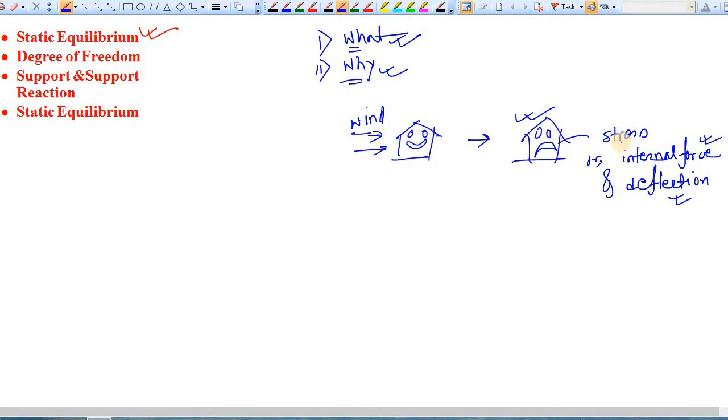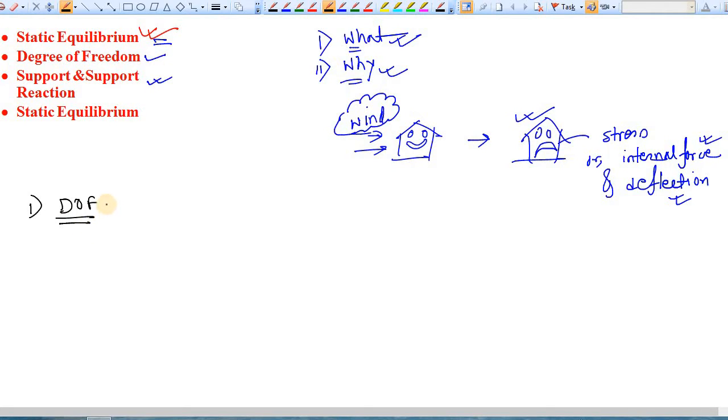But to know these internal forces or the reactive forces due to this external stress, you need to first learn static equilibrium. So now it's clear to you what you are going to learn and why. Before learning static equilibrium, you need to learn some prerequisites like degree of freedom and support reaction. So let's start with the very first thing, degree of freedom.